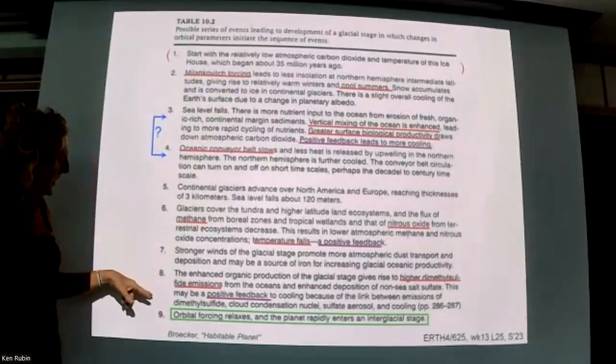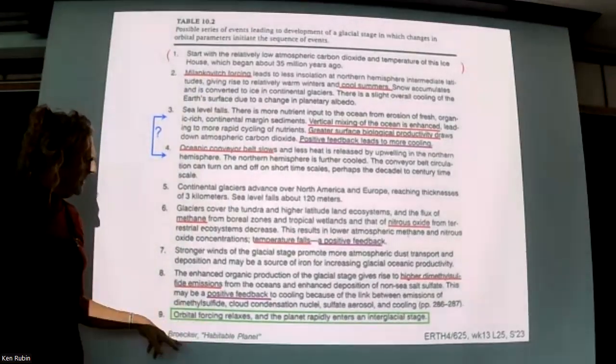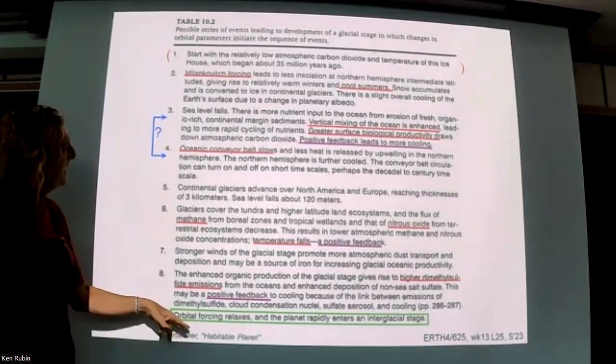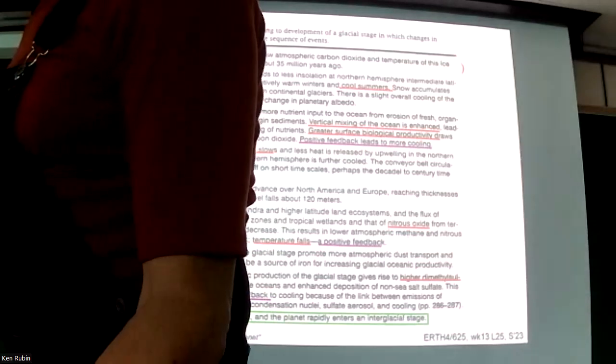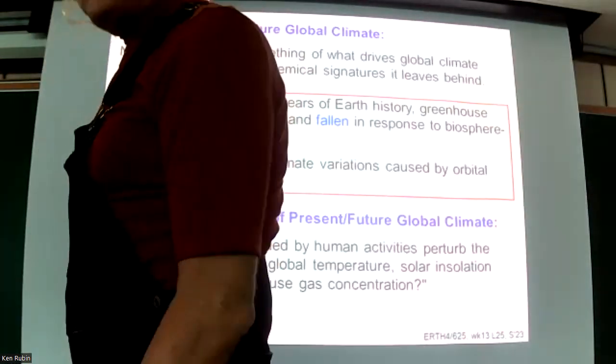This is just a table, gives you a little bit more detail. I'm not gonna read through it. You can look at it in your notes. It comes from Wally Broecker's book in the 80s, How to Build a Habitable Planet. But it explains in more detail some of the things that I just talked about, such as how winds play a role and how albedo plays a role.